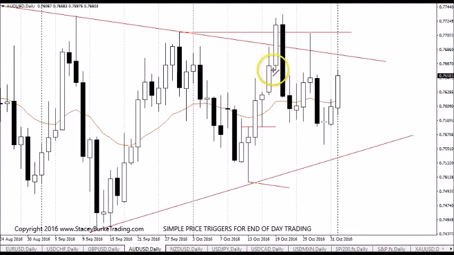So again, we see an engulfment bar. We see the market struggle down and create another inside bar. And again, I'm going to encourage you to be looking at these days of the week, Monday to Friday.